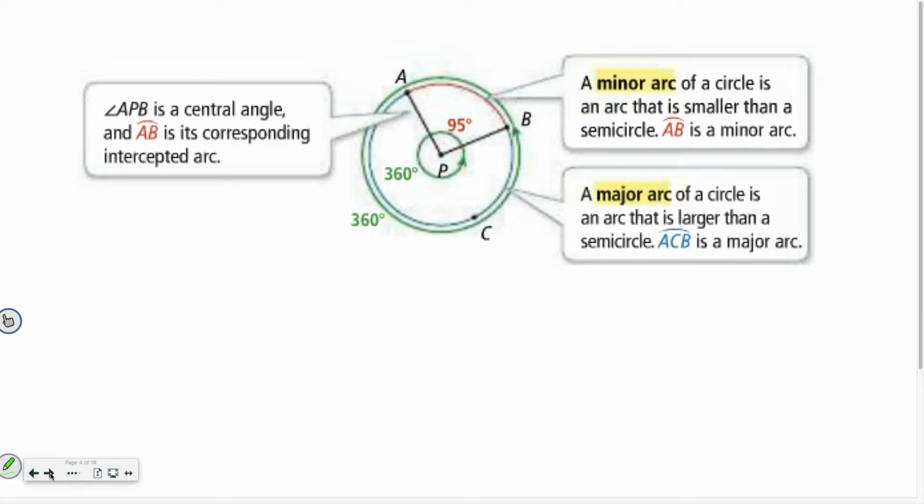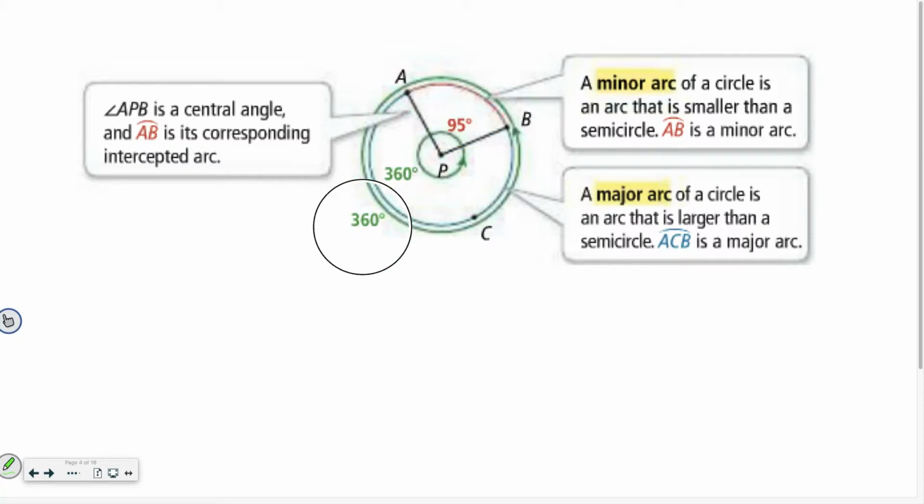Now some vocab for this lesson. You've heard me already mention one of these words, central angle. That's the angle that they give you. So right there, angle APB is a central angle. It's the one that we're looking at. And arc AB is formed by that central angle. So the part of the circle that is between those two sides of the angle forms our arc.